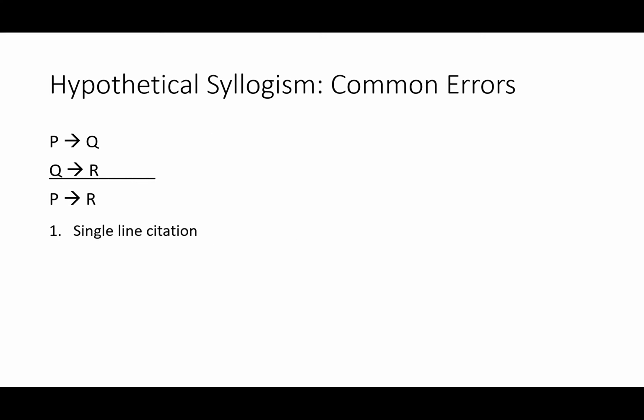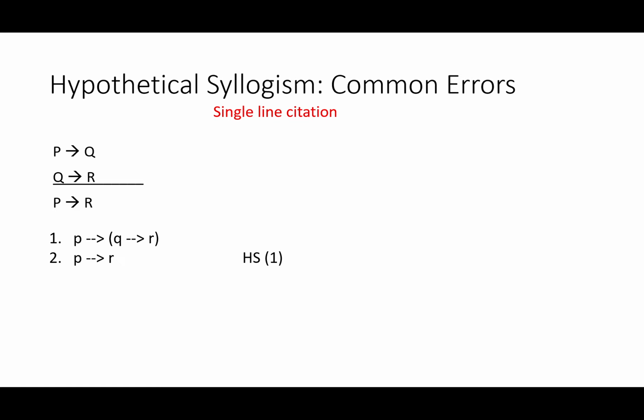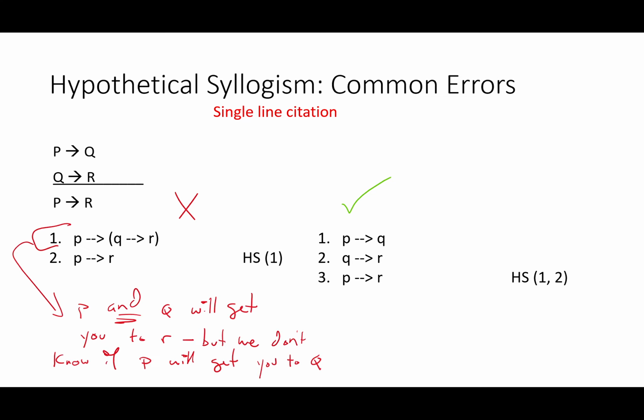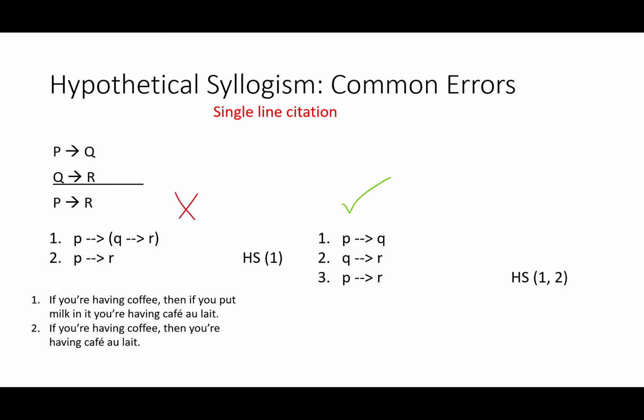There's not a whole lot of common errors with hypothetical syllogism, but there is one important one: single line citation. If you see something like this, if P, then if Q, then R, you might be tempted to do a hypothetical syllogism and get if P, then R, but that isn't going to work. You need both lines, like in the right-hand column here, in order to do a hypothetical syllogism, because you get quite a lot more information in that column than you do in the first. Here we know that P and Q will get you to R, but we don't know anything about if P is going to get you to Q in the first place.